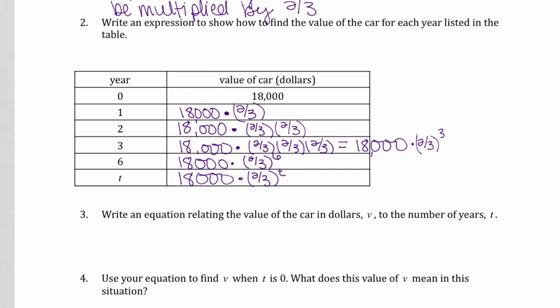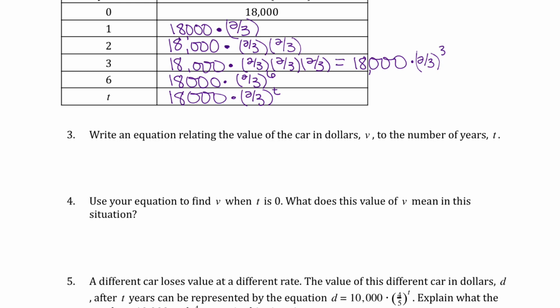So now we're going to write an equation relating the value of the car in dollars V to the number of years t. I wish I had dollars. All right, so what would my equation be here? What has my equation been? 18,000 times 2/3.